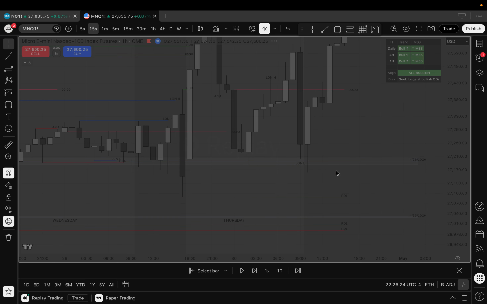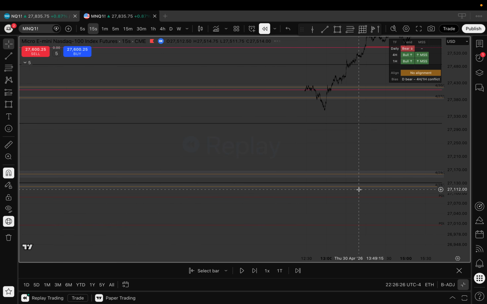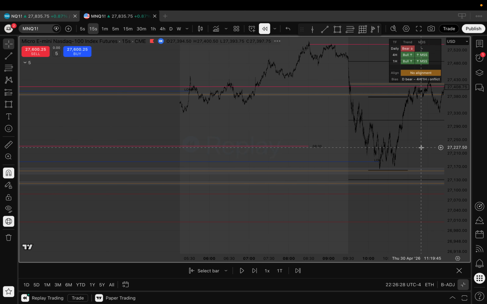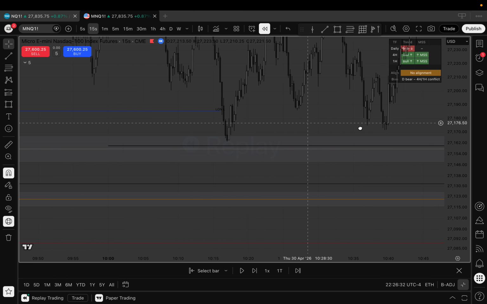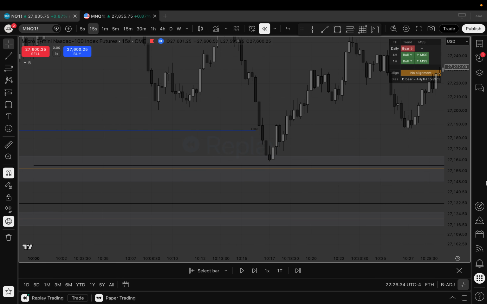What's important from here though is that our low gets taken out, hence this little London low right here. We get this London low.